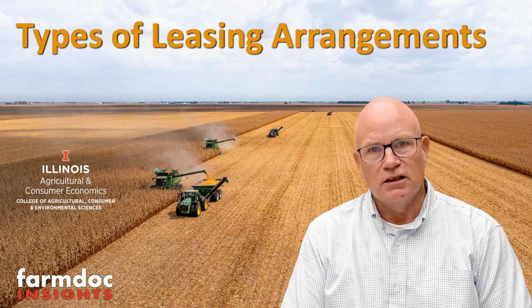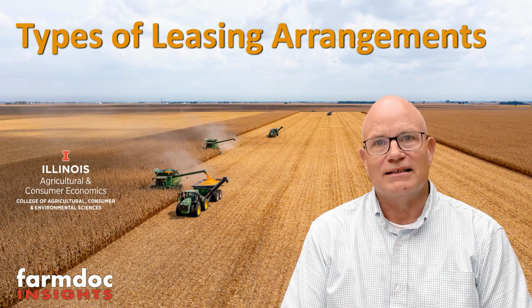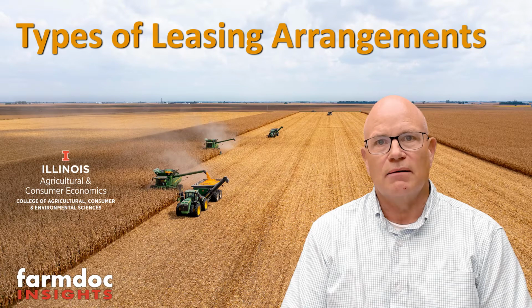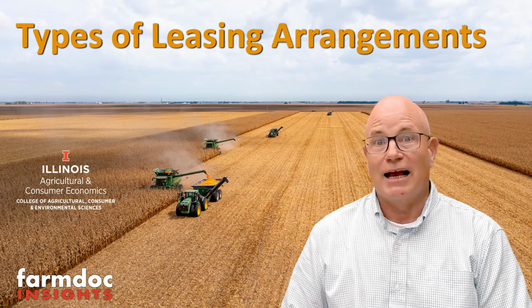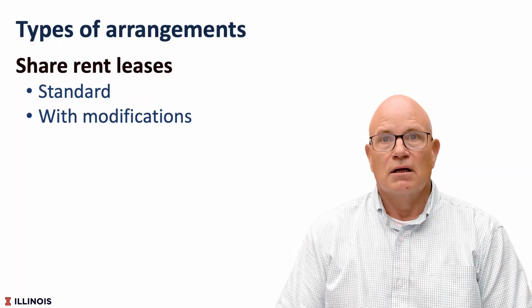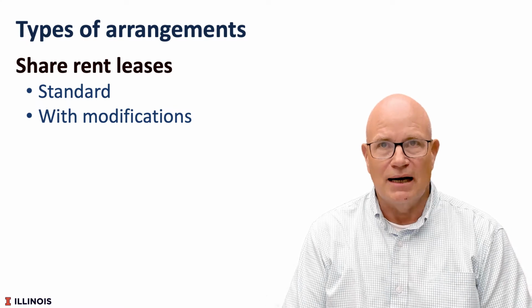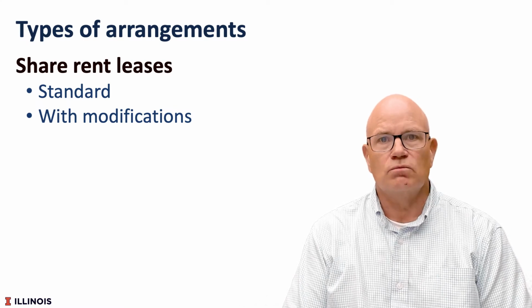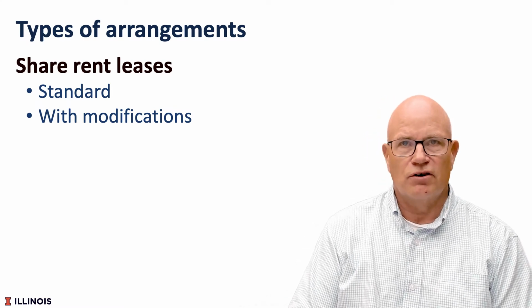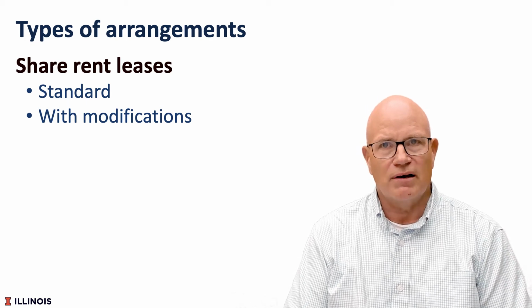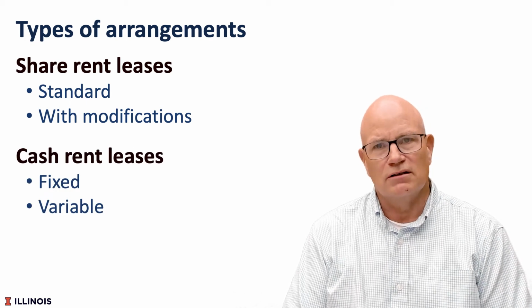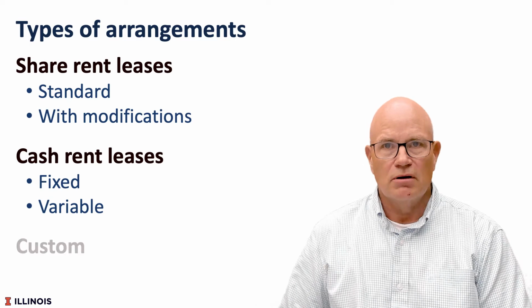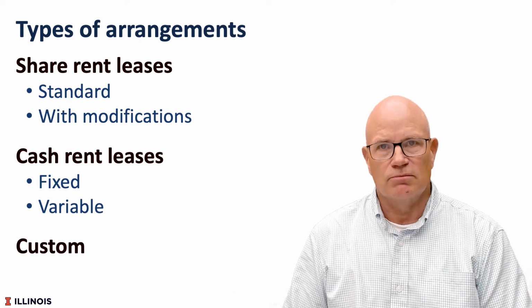This is Gary Schnitkey, and today we're going to talk about the types of leasing arrangements that can be used between the farmer and a landowner. There are three basic types: share rent leases, which can then be divided further into standard and with modification; cash rent leases, which include fixed and variable; and custom farming arrangements.